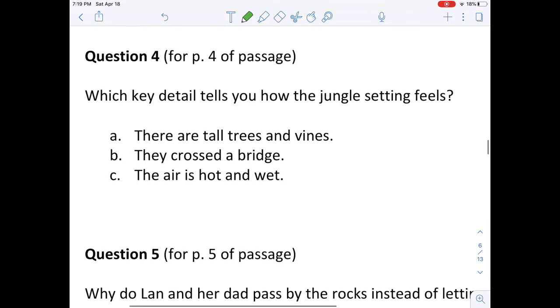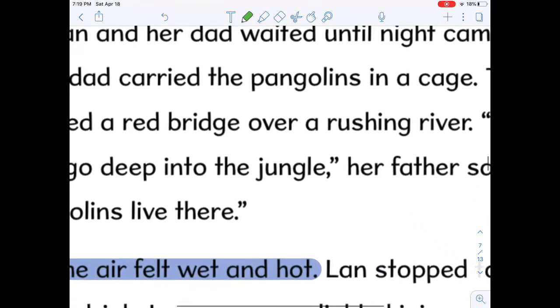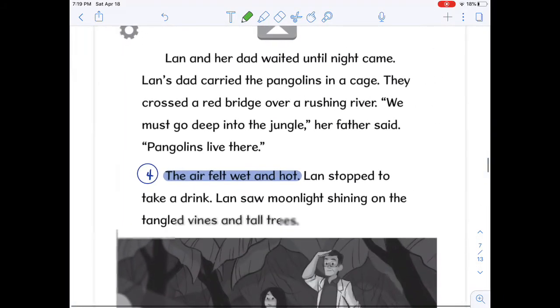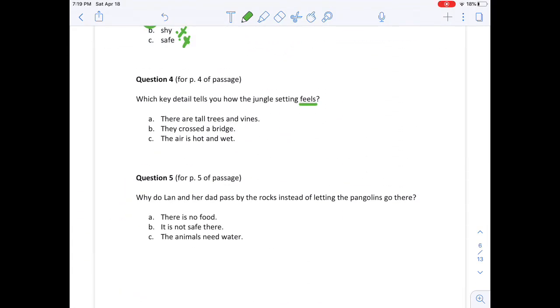Question number 4. Which key detail tells you how the jungle setting feels? Now, this is an important word right here. How does the jungle feel, boys and girls? The air felt... there's a good word. The air felt what? Wet and hot. Good job. The air is hot and wet.